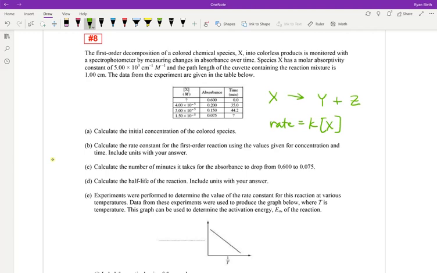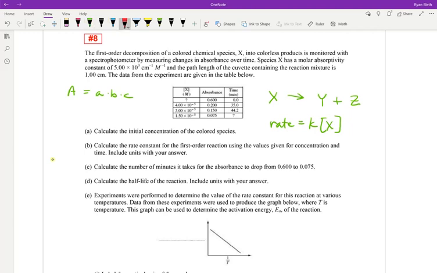Species X has a molar absorptivity constant of 5 times 10 to the third centimeters to the -1 molarity to the -1. Path length of the cuvette containing the mixture is 1 centimeter. So this is just the standard description of a spectrophotometer setup, describing the size of the cuvette and the absorptivity constant, which are all part of the calculation using the equation on your formula sheet, A equals epsilon times b times c. Usually that's the format it's given in.